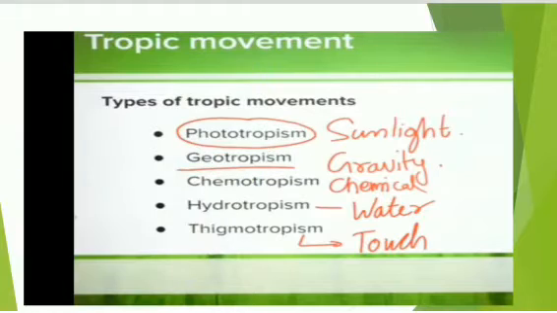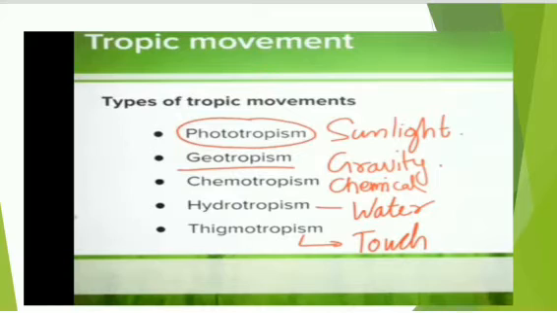What is phototropism? Phototropism is related to sunlight. The plant grows towards or away from the sunlight. What is geotropism? Geotropism is related to gravity. Geo means gravity, regarding the soil. Here the plant can grow towards gravity and away from gravity also. Both come under geotropism.